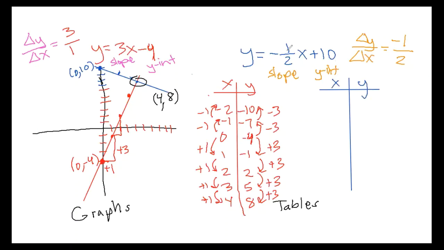Now we graph our second equation. So start at 0, 10. My change in y is -1, so subtract 1 each time. So 10, 9, 8, 7. And then my change in x is +2. Add 2 each time.